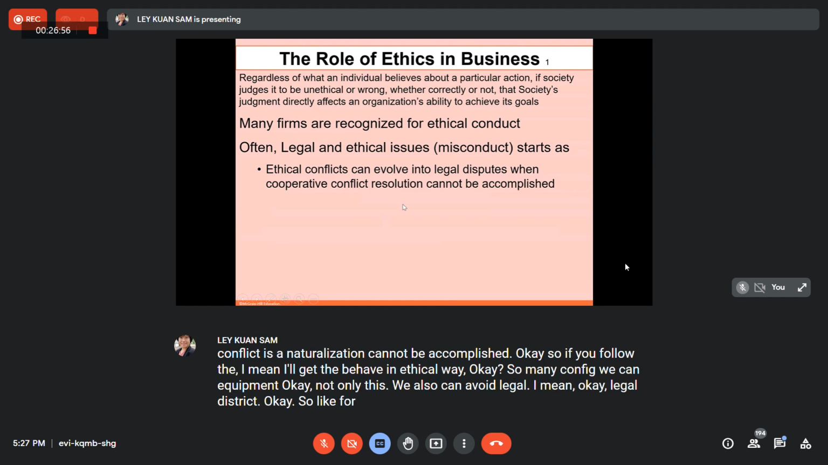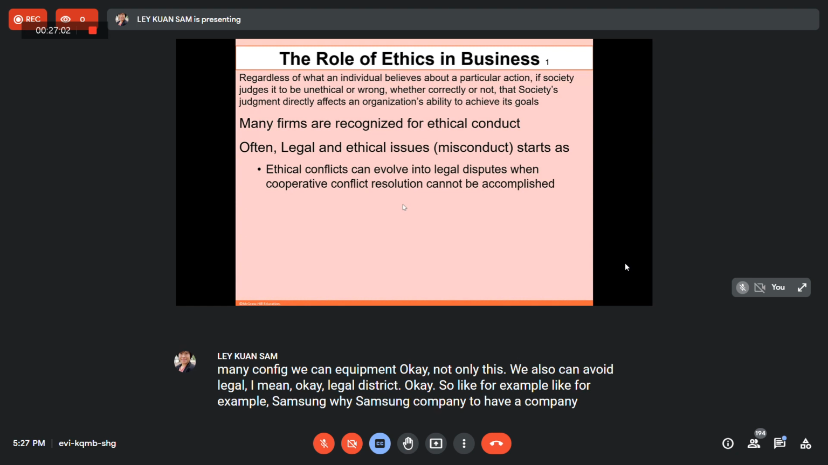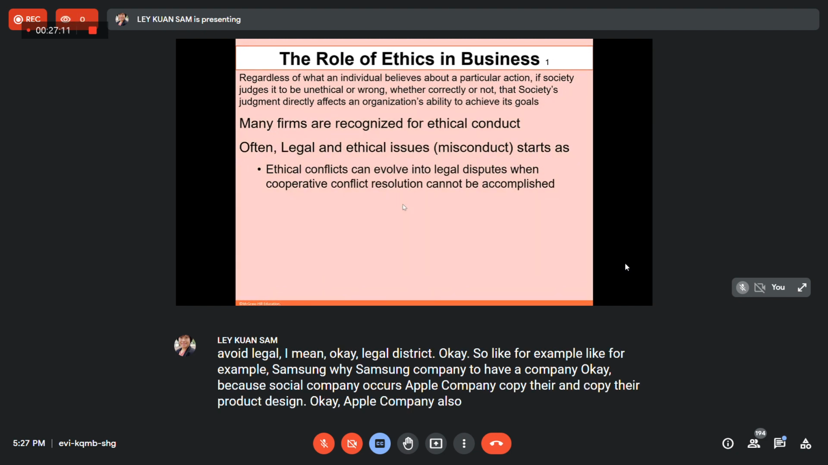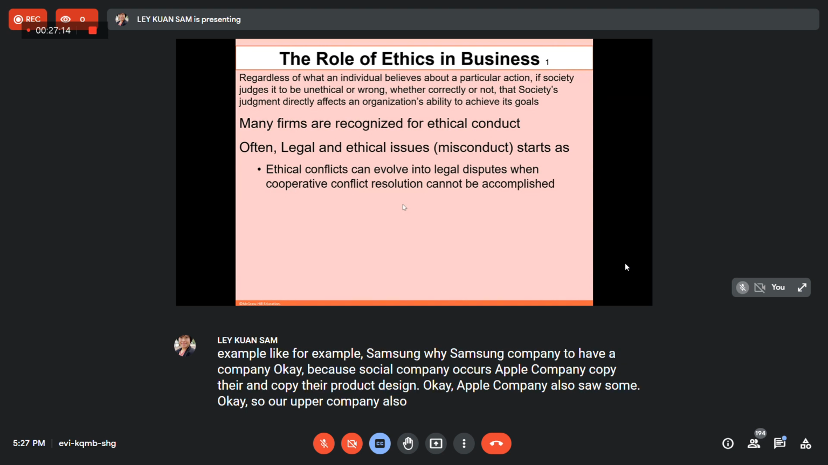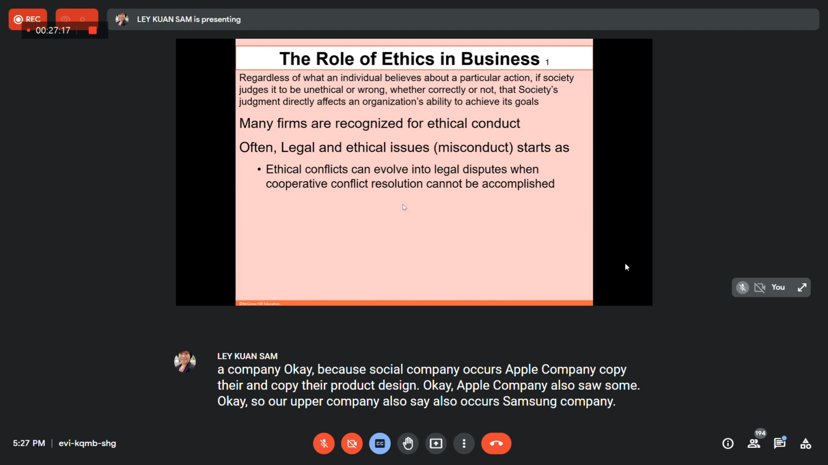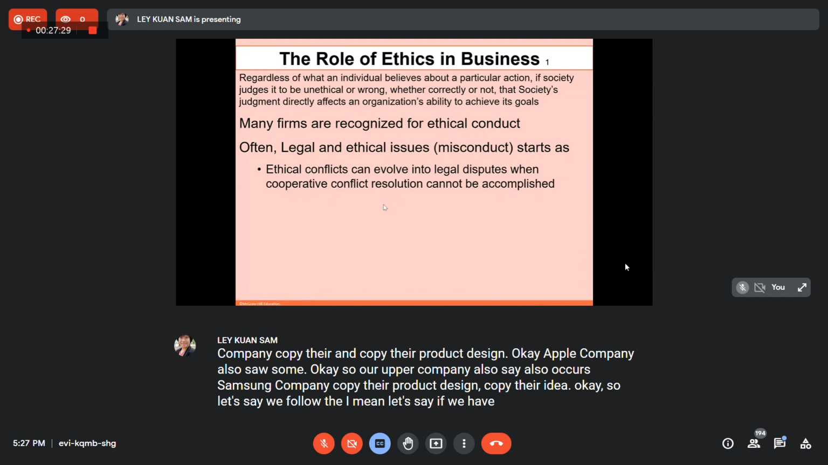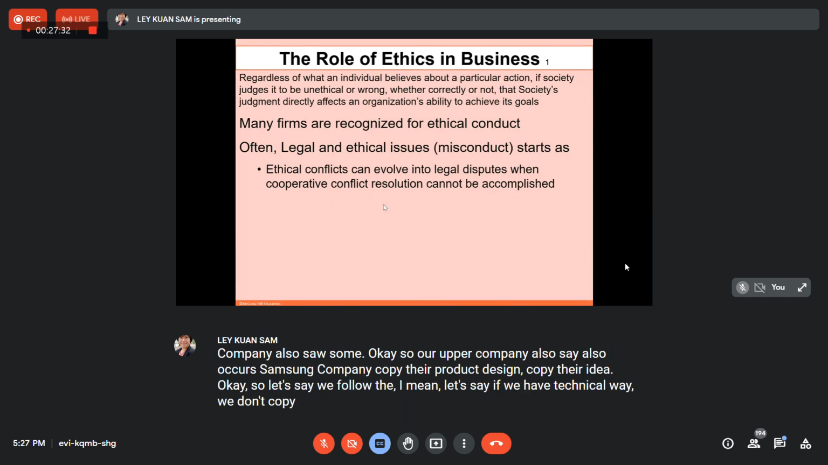Like for example, Samsung. Why did Samsung sue Apple? Because Samsung claimed Apple copied their product design. Apple also sued Samsung, claiming Samsung copied their product design and their ideas. If we behave ethically and don't copy others' ideas, these issues will not happen.